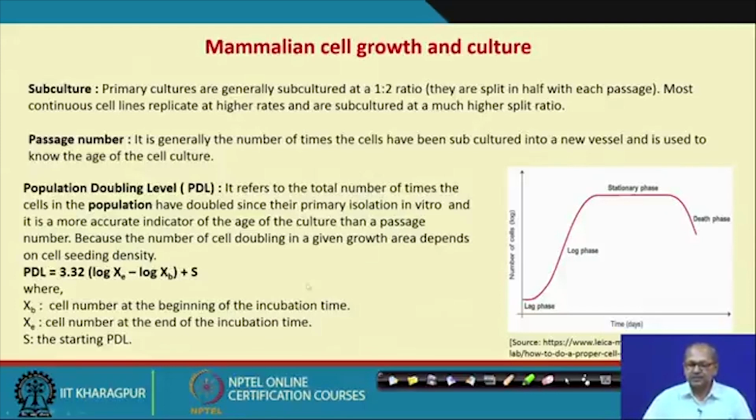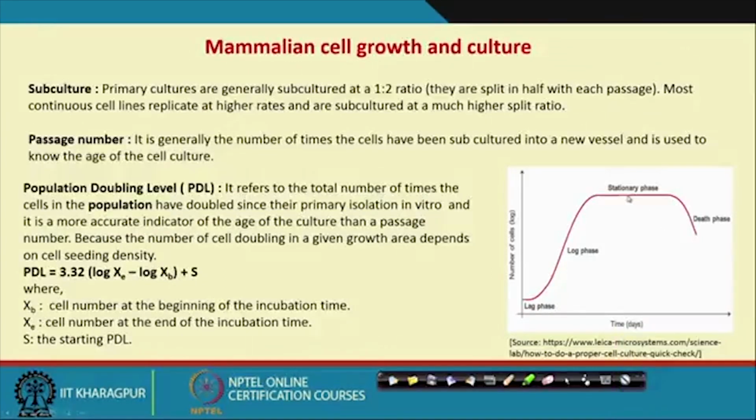So, if you culture any cell, this is the growth pattern: a lag phase, a log phase, followed by the stationary phase and the death phase. This is the pattern in any culture, due to nutrition limitations, that ultimately they enter the stationary phase, followed by death.